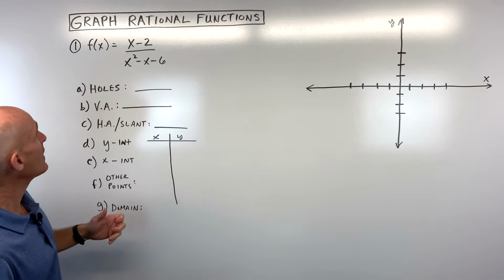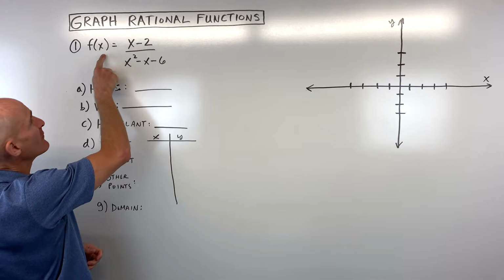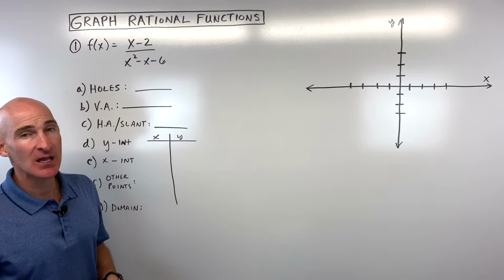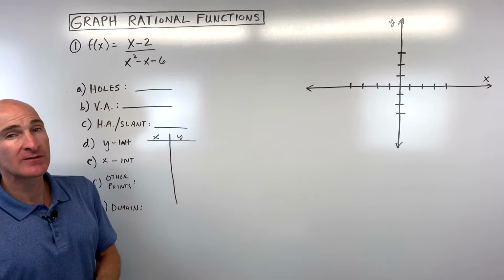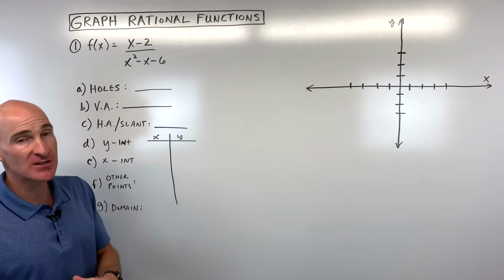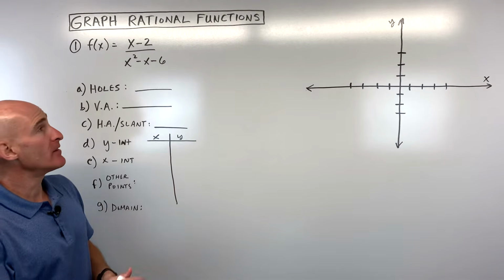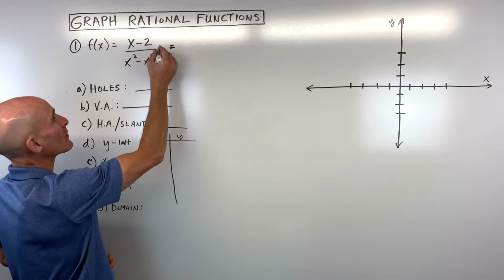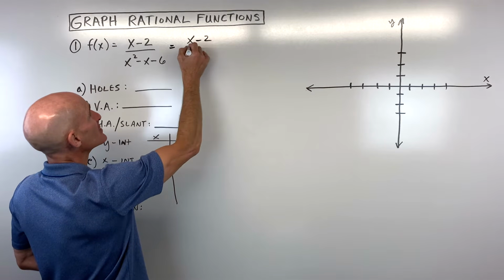Let's dive in. The first example, f of x equals x minus 2 over x squared minus x minus 6. If you want to practice, go ahead and pause the video and try this on your own. But the first thing that I like to do is factor the rational function as much as I can. So the numerator, we can't really factor that. That's just going to stay as x minus 2.